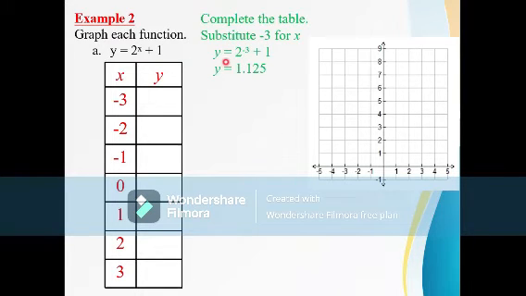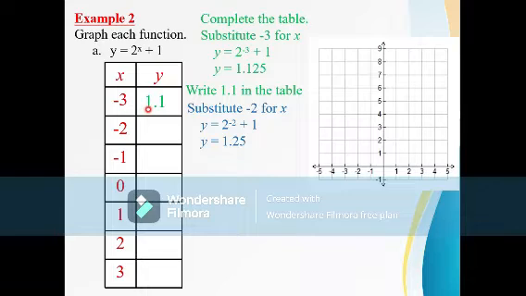So y is equal to 2 to the power of negative 3, then plus 1. 2 to the power of negative 3 is 1 over 8. Then plus 1, so y is equal to 1.125. Or just write 1.1 in the table. So you have that. Let's continue.